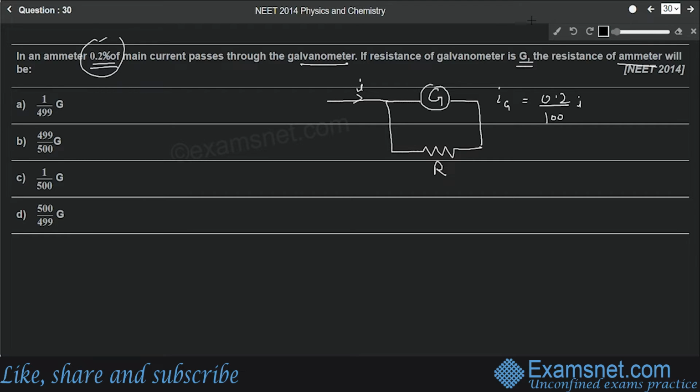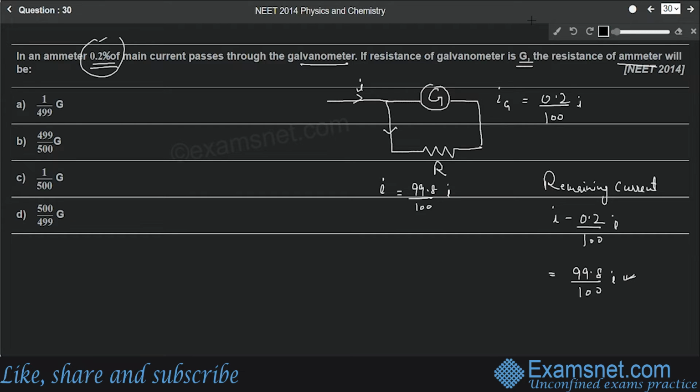Okay, so what will be the remaining current? The remaining current will be equal to the total current I minus the current that passed through the galvanometer, that is 0.2 by 100 I. On solving this, we'll get 99.8 by 100 I. This remaining current will pass through the resistance of the ammeter. Here this current will be equal to 99.8 by 100 I.